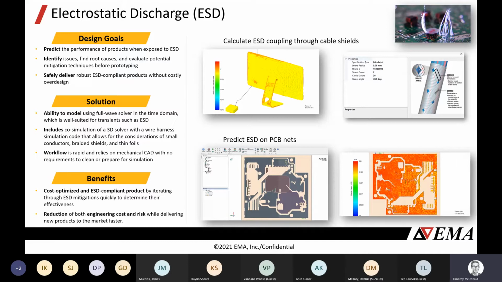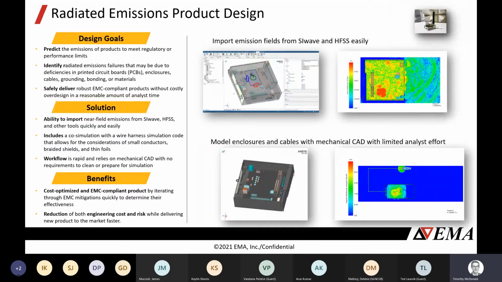And again, as I mentioned before, the workflow here is very rapid, and it basically uses the mechanical CAD with very little simplification so that we can go from mechanical CAD import to actually getting a simulation in the shortest period of time. The benefit is we end up with a product that is cost optimized and compliant with the least amount of risk going into ESD testing. So we're reducing the engineering cost and risk and getting products to market faster.